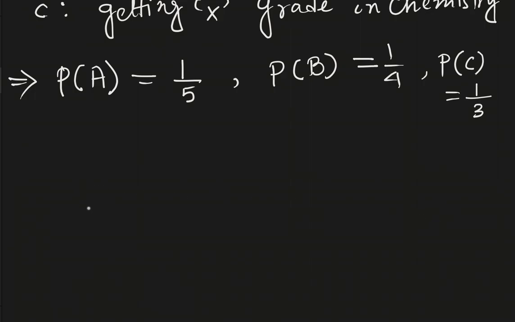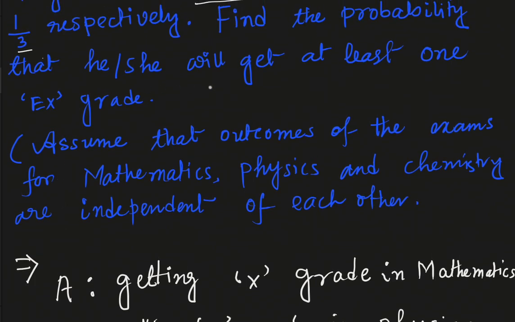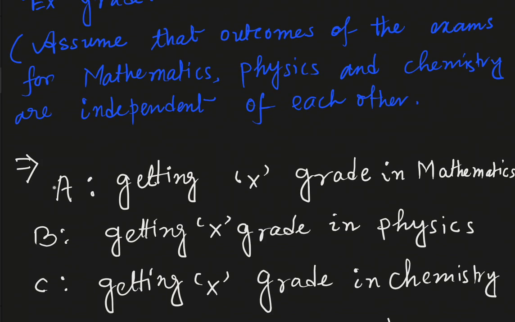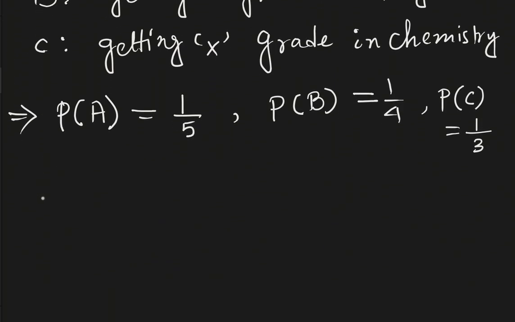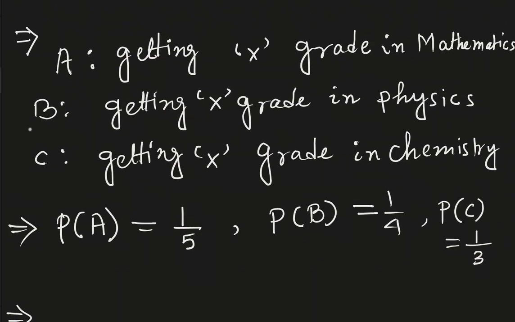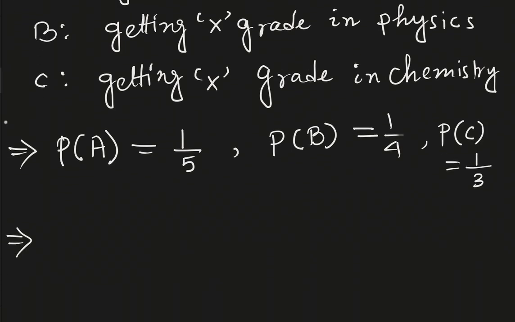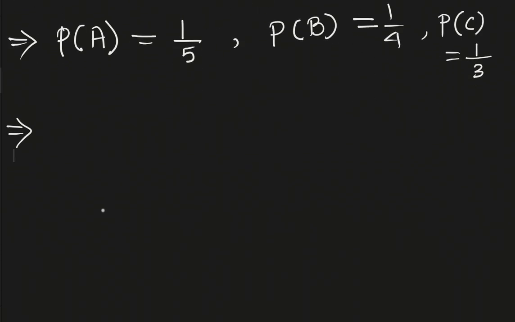So now we have to calculate the probability that if I choose a student randomly, he or she will get at least one X grade. That means either A happens, or B happens, or C happens, or if that student is very unlucky, then maybe all 3 of them happen simultaneously, or A and B both happen, or B and C happen. So all the possible things can happen.